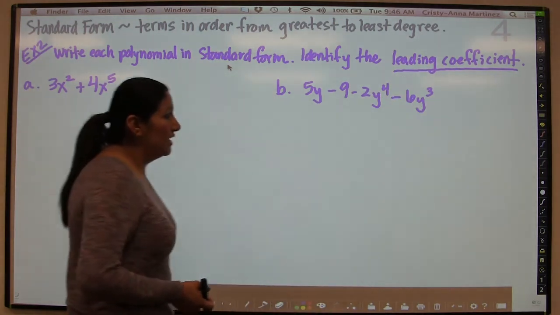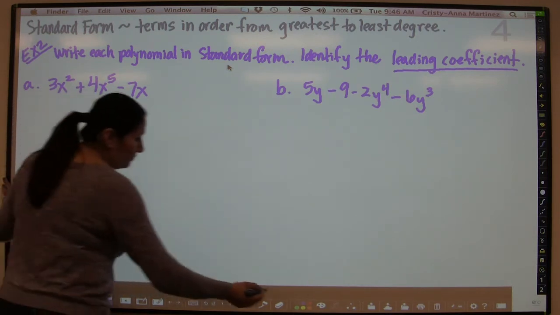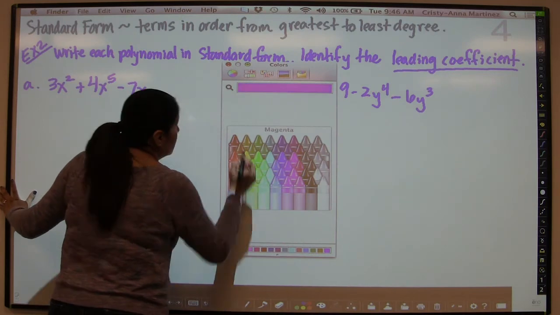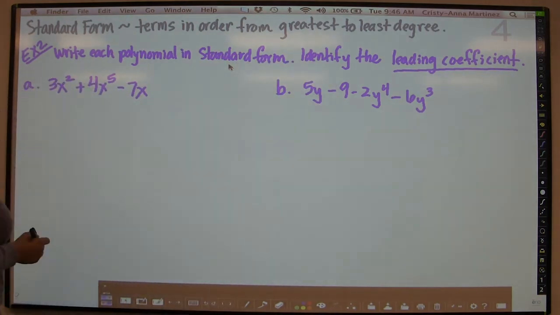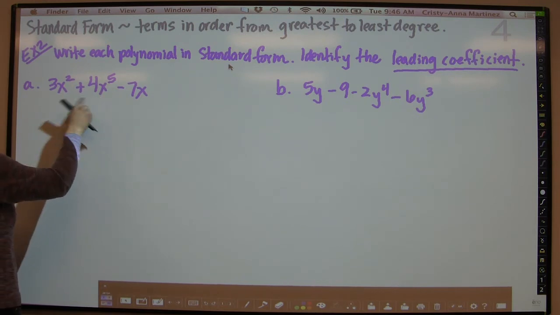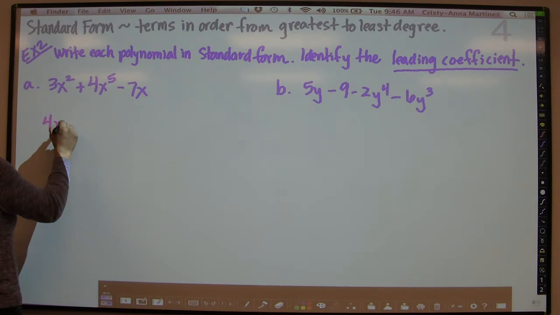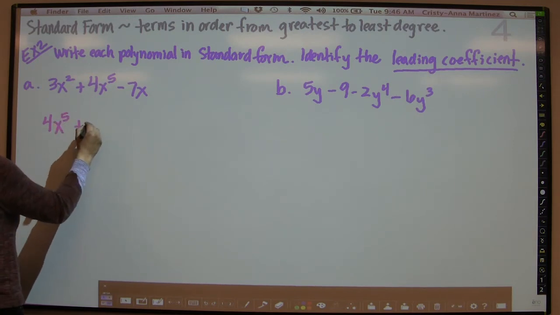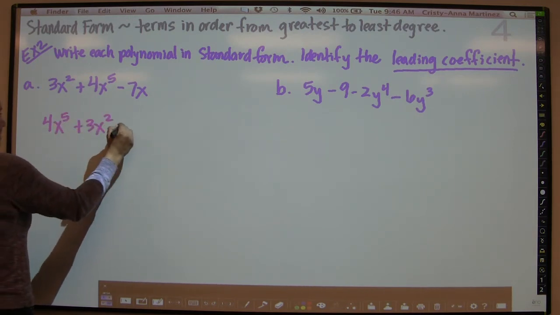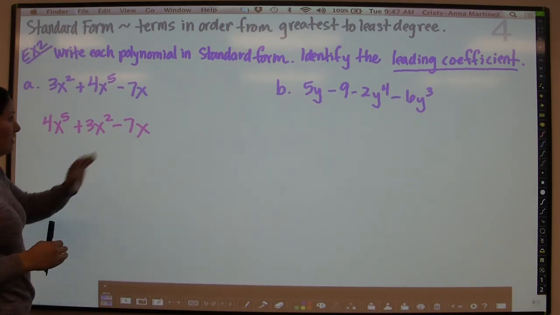So the leading term, and the leading coefficient is obviously the coefficient of the leading term. So we'll show you in this example how that works. It says write each polynomial in standard form. Clearly the x to the 5th is larger than x squared, so this is not in the right order. So we need to rearrange the order here. We're going to put 4x to the 5th first, and then plus 3x squared, and then minus 7x. So now they're all in the right order from biggest degree to smallest degree.